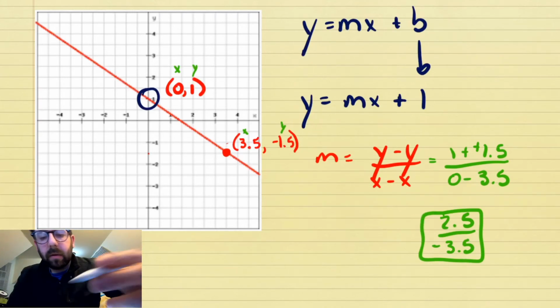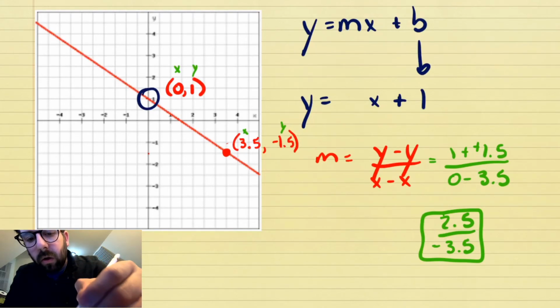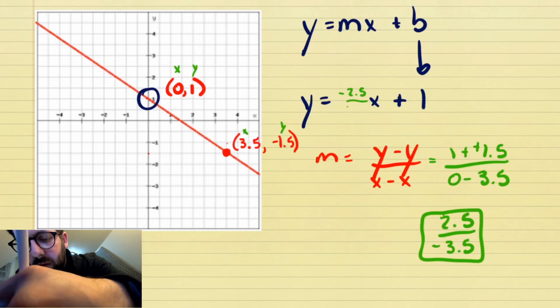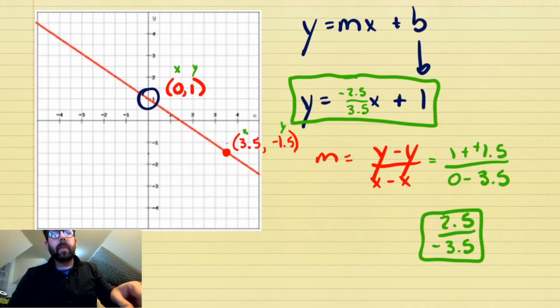So again, it is dropping, so let me throw that number in here. That number will go here. So it's -2.5 over 3.5. And again, it didn't matter where the negative sign went. But there you go. There's my formula.